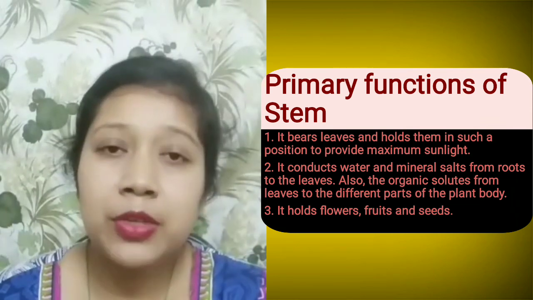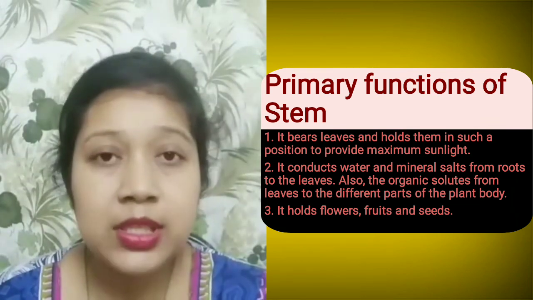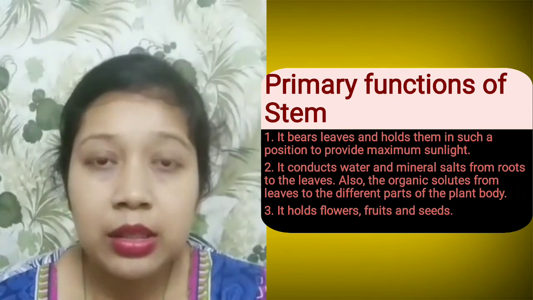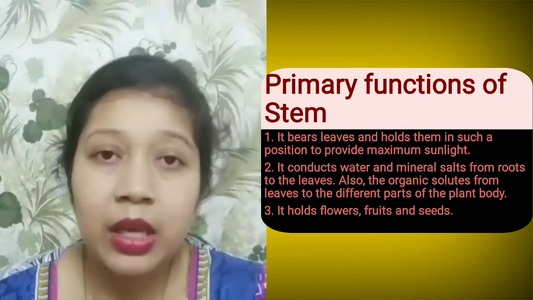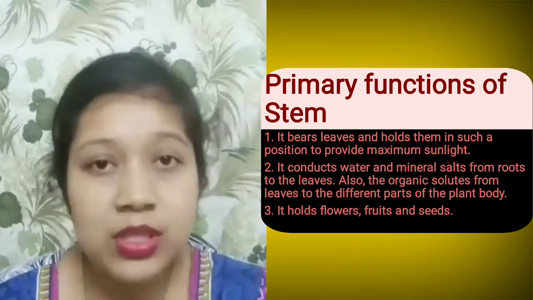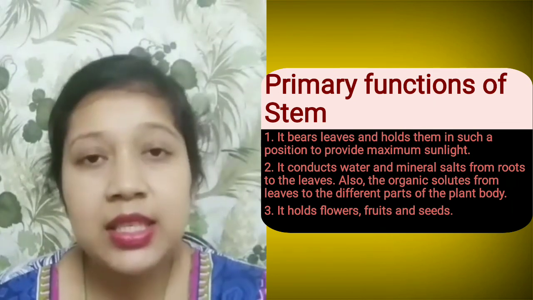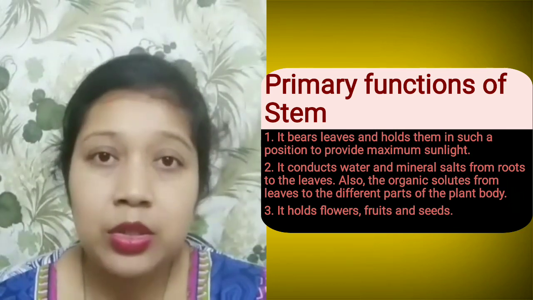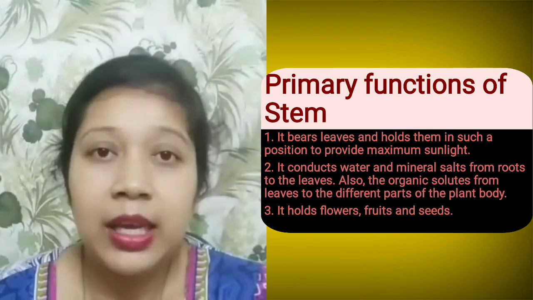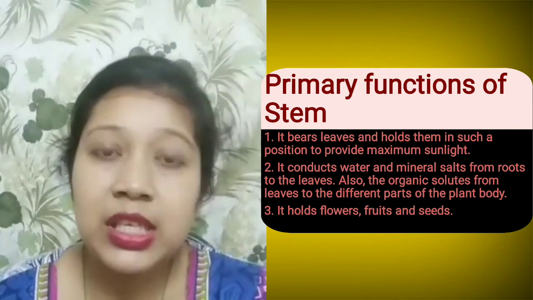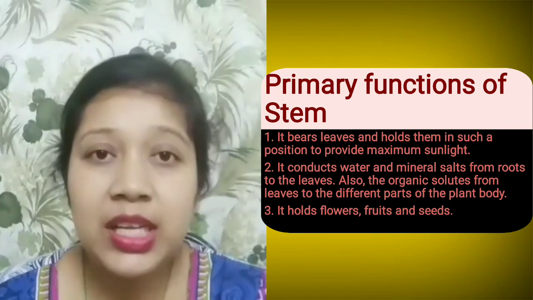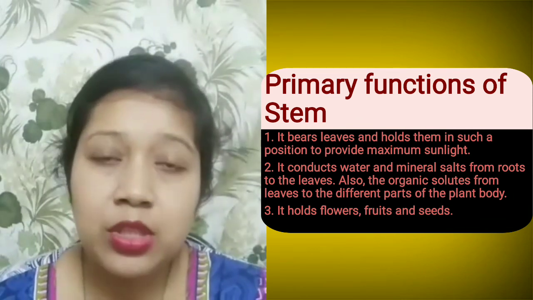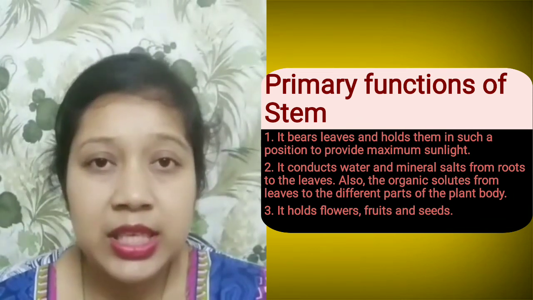Then the third important function is that it also holds the flowers. As we know, the flowers are the reproductive organ on a plant body. So the stem holds the flowers and it facilitates the pollination and the fertilization process during reproduction. And lastly, when the flowers mature to form the fruits and the seeds, the stem also bears the fruits and the seeds. So these are the primary functions of the stem.